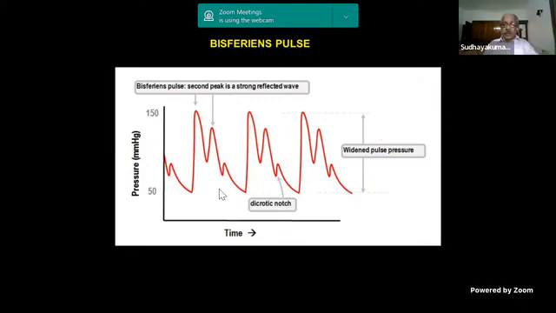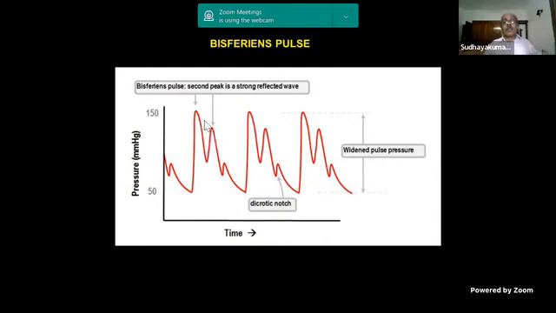Bisferiens pulse: a rapid upstroke, an ill-sustained peak, then another wave. Again, because in AR the large volume is emptied, dP/dt is high, so the pressure rises very fast. In systole, the runoff occurs and it drops. By that time, the reflected forces come, so the second wave, this wave, becomes the percussion wave and the tidal wave.